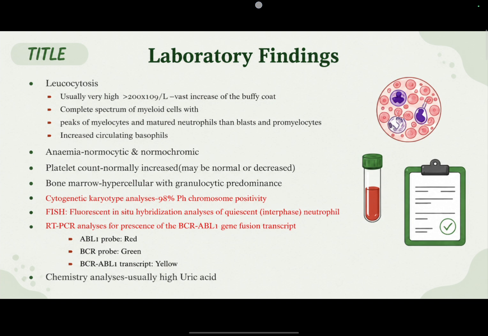The bone marrow aspirate confirms a predictably hypercellular marrow with profound granulocytic predominance.